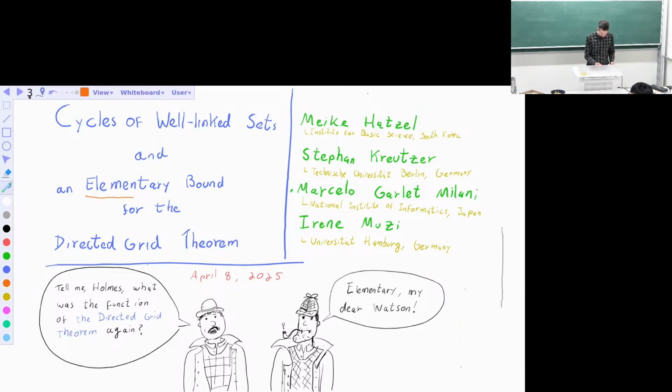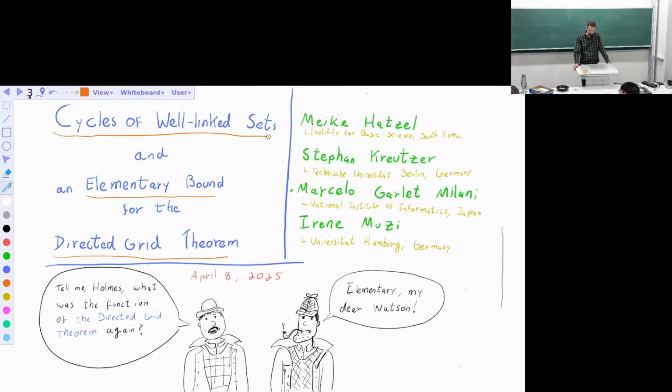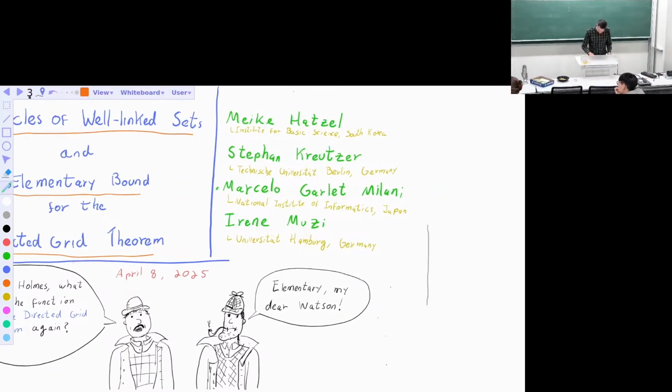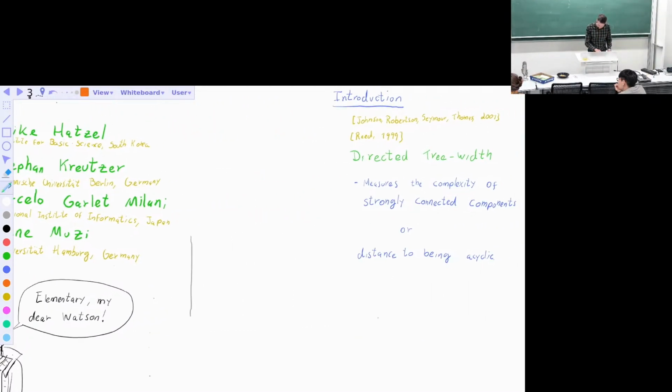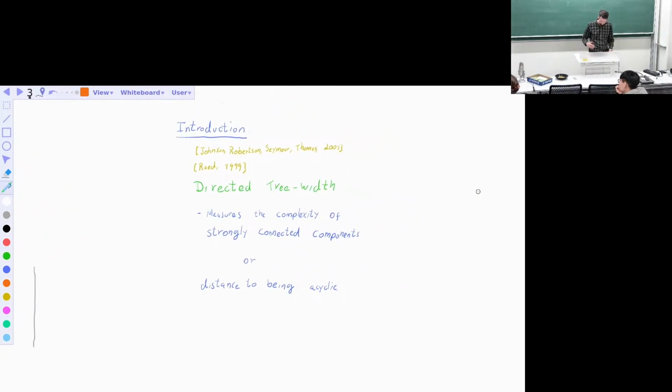We're talking about one of the main results of my PhD thesis, the elementary bound for the directed grid theorem, and also about one of the main objects I introduced in order to obtain this bound. This is joint work with Michael Hatzel, Stefan Kreutzer, and Irene Muzi. Before I tell you about the concrete results, I want to give you a little bit of the context in which this happens.